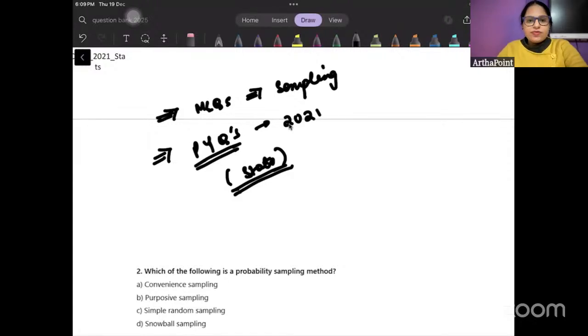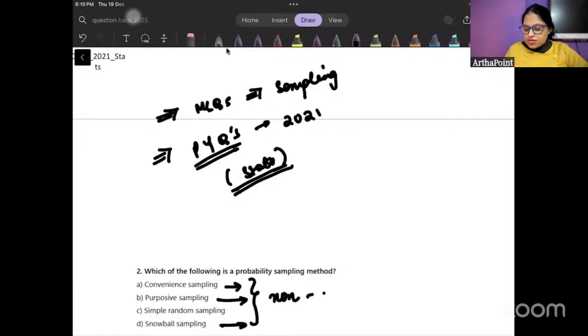Try to answer it in the chat window. Which of the following is a probability sampling method? Okay, correct, C. How about the others? That is the correct answer. Answer will be C. Convenience sampling, purposive sampling, and snowball sampling. These are non-probabilistic sampling techniques.